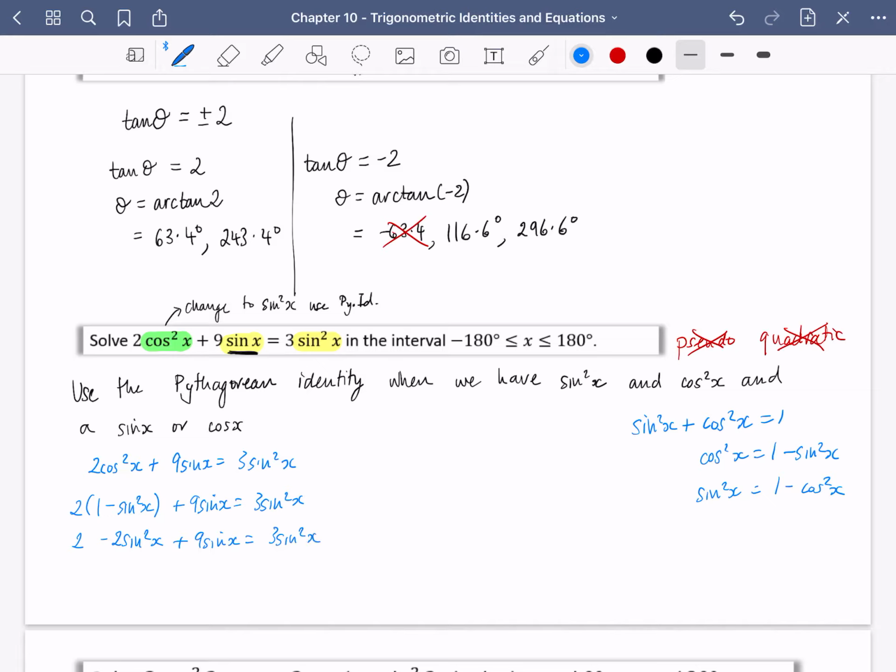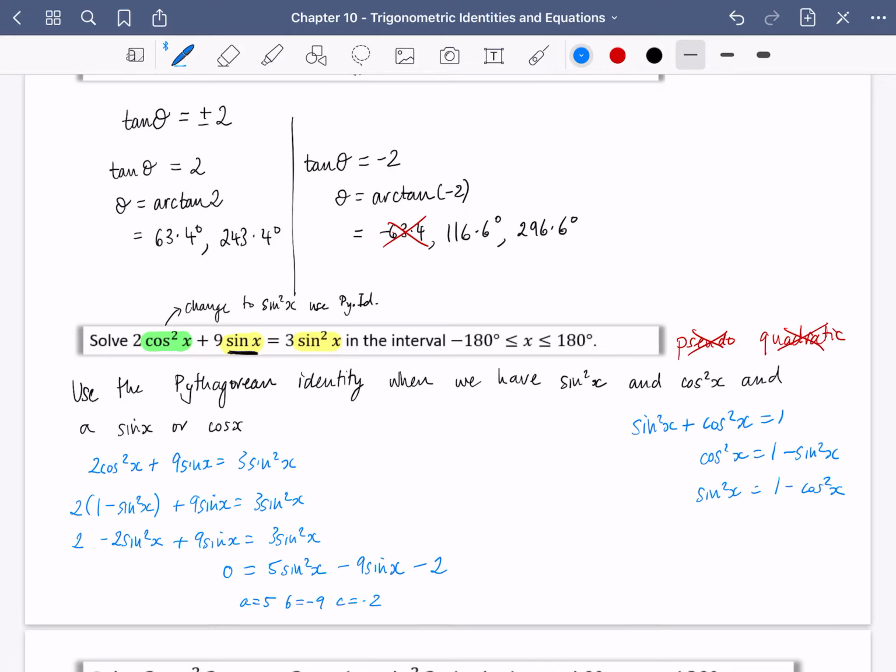Now this, I'm hoping you're starting to recognize, is a pseudo quadratic. It is a type of quadratic. The way we solve quadratics is we get everything on one side and make it equal 0. So this ends up with 5 sine squared x, adding the minus 2 sine squared x, minus 9 sine x, minus 2. At this stage, I can recognize that this is a quadratic where my a value is 5, my b value is minus 9, and my c value is minus 2.